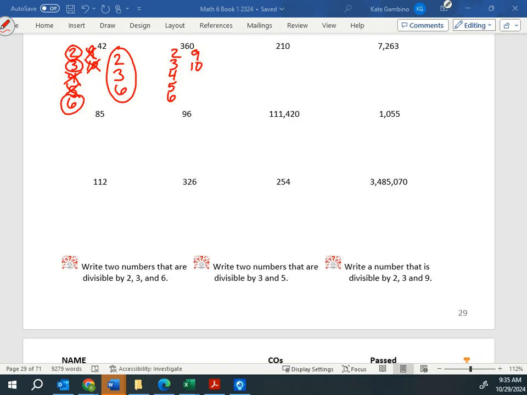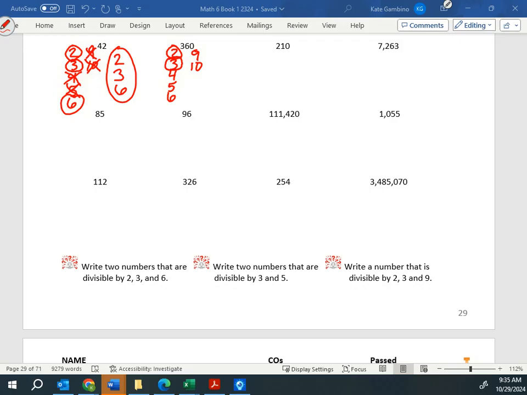Let's do one more together. 360, is it divisible by 2? Nolan, why? Because it's even. Because it's an even number. Is it divisible by 3? Maddie? Yes, because if you add all of them, it's divisible. 3 plus 6 is 9, plus 0 is still 9. 9 is divisible by 3.